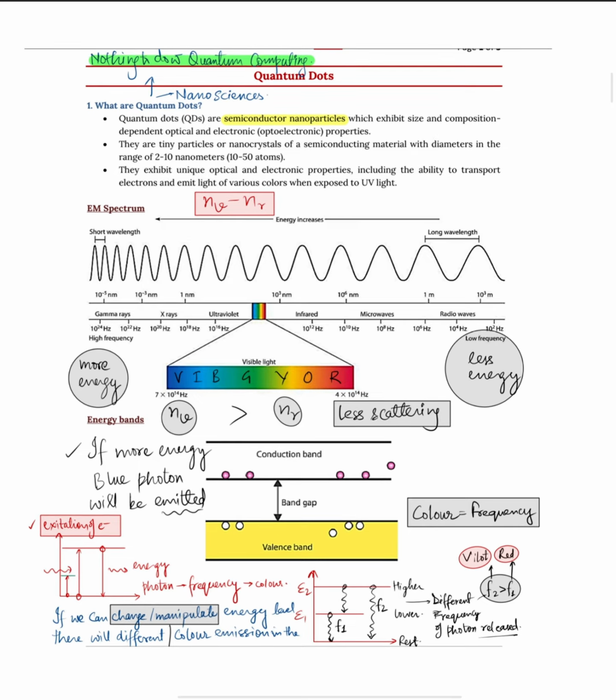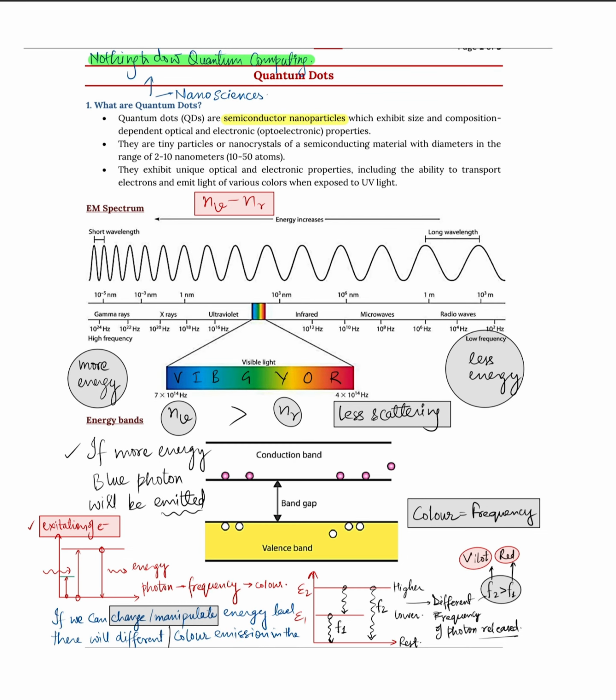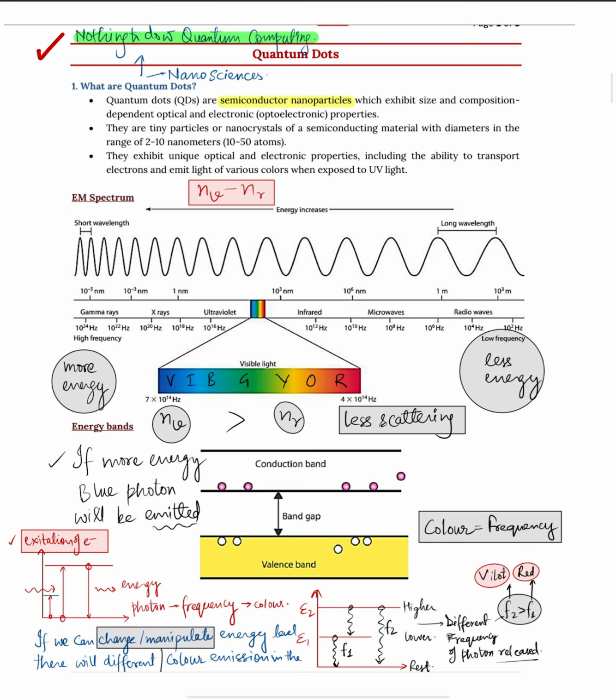Let us see some explanation here. The quantum dots have nothing to do with quantum computing. Although quantum dots can be used in the manufacturing of some parts of the quantum computer, they have nothing to do with quantum computing per se. Quantum dots are semiconductor nanoparticles that exhibit size and composition dependent optical and electronic properties. They are tiny particles, and they exhibit optical and electronic properties. With this understanding, you can clearly get through this question. Let us move to the next one.